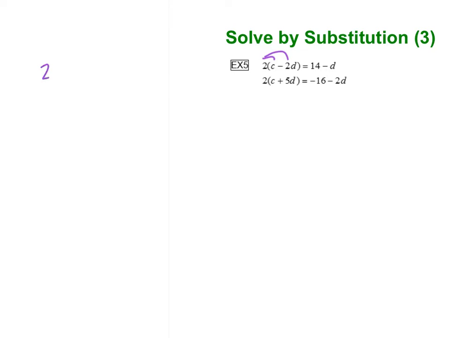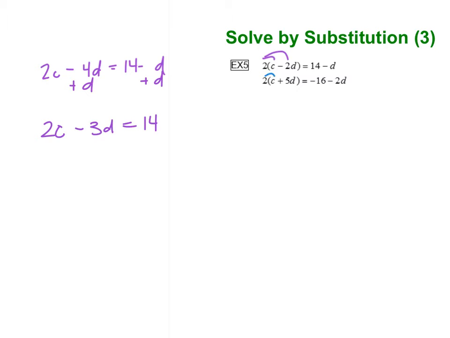We have 2c minus 4d. I just distributed that 2 equals 14 minus d. So can you guys see I just did this work over on this side. Now let's get our variables on the same side. So I'm going to add d to both sides. So I have 2c minus 3d equals 14.